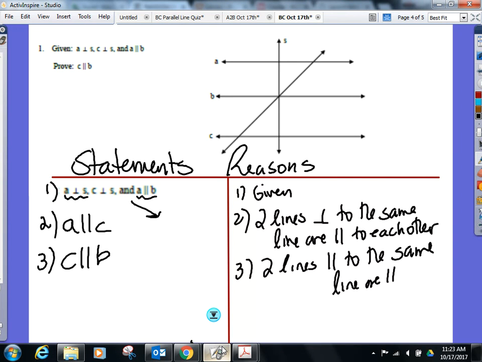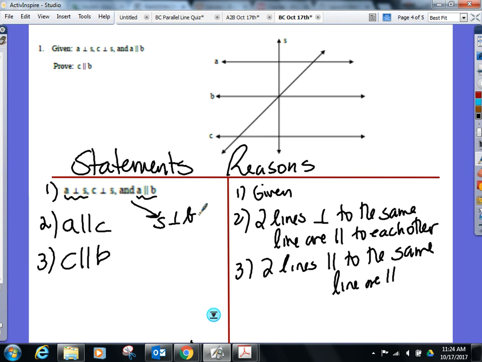Ready? S is perpendicular to A, which is part of a parallel line. So what does your theorem say? A line perpendicular to one of two parallel lines is? So you tell me S is not only perpendicular to A, but it should also be perpendicular to the other parallel line, which is what up here? So I could have also written what? S is? Okay, that's the other way I could have started this out, by saying S is perpendicular to B by that last theorem I showed you guys.